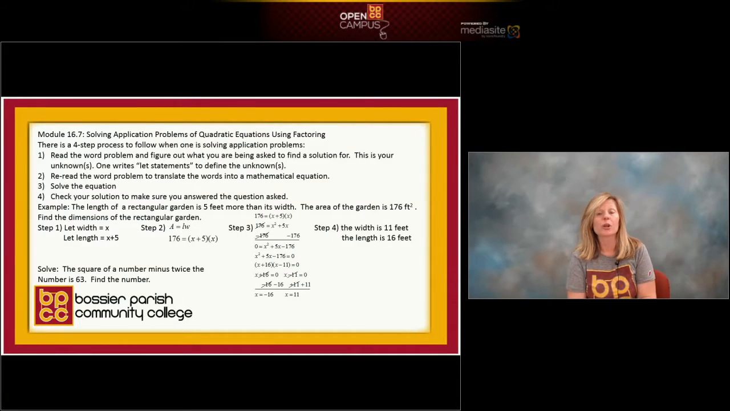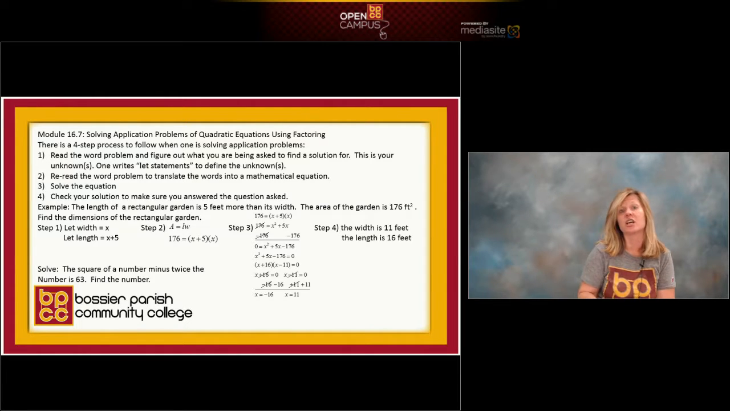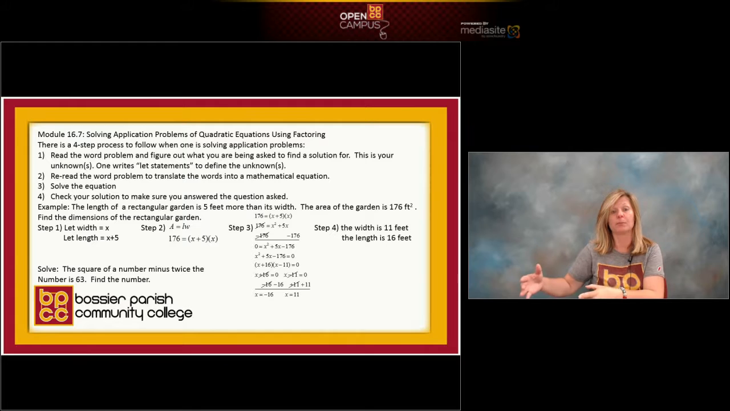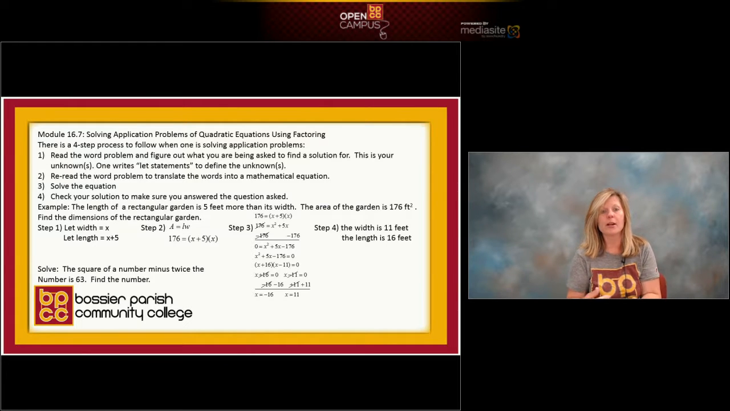In this module, we're going to now use this knowledge of solving quadratic equations and use it to actually solve a real-life application problem. So if you look at your PowerPoint, here's my application problem. The length of a rectangular garden is 5 feet more than its width. The area of the garden is 176 feet squared. Find the dimensions of the rectangular garden. So that's a real-life word problem.